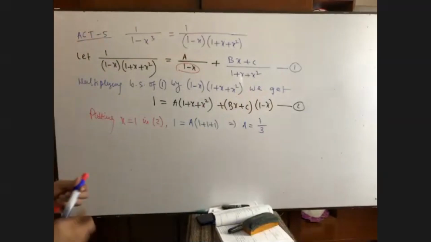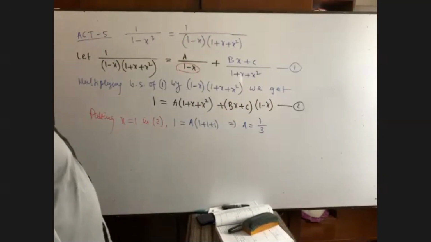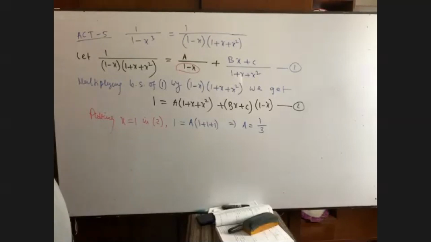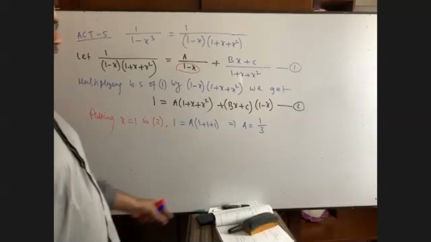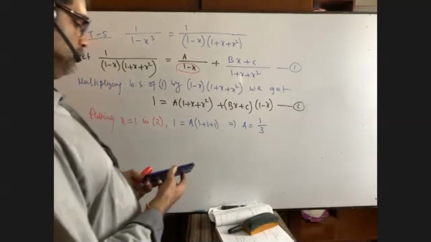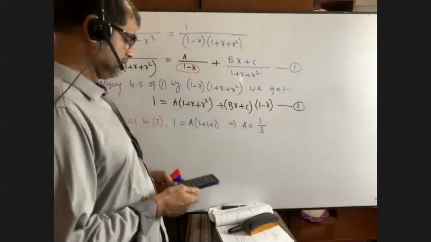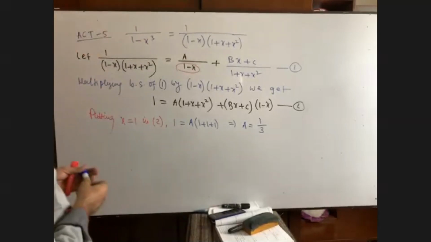Is it okay to all? Now you go to number 2 again. What is written there? You see, write down.